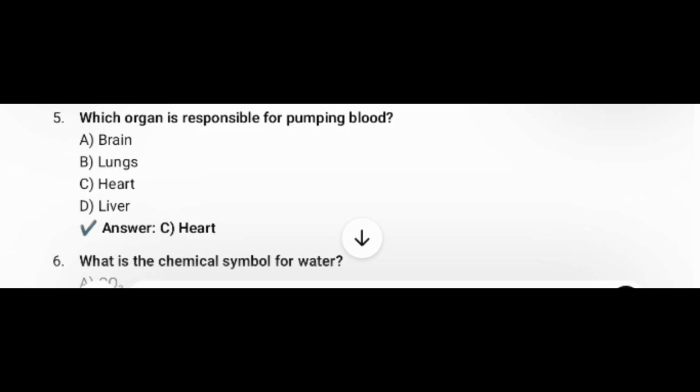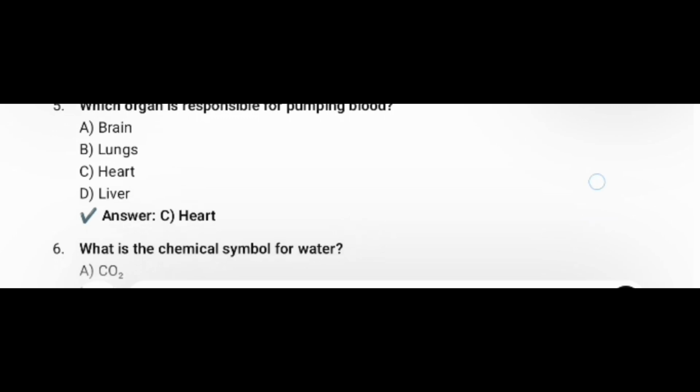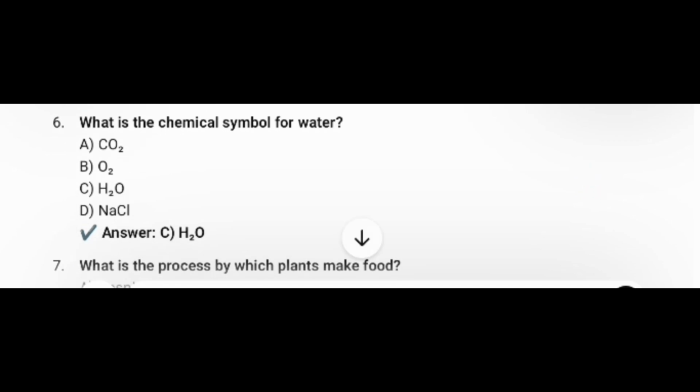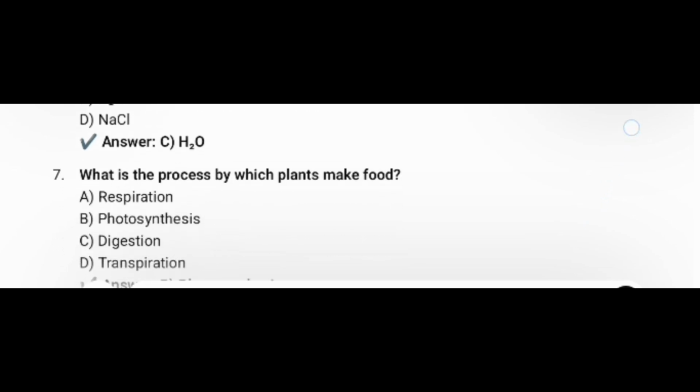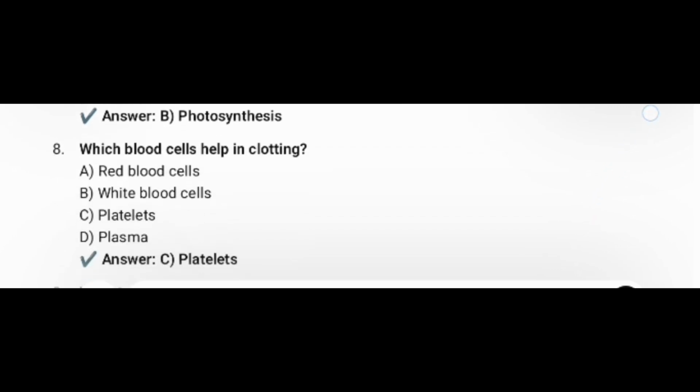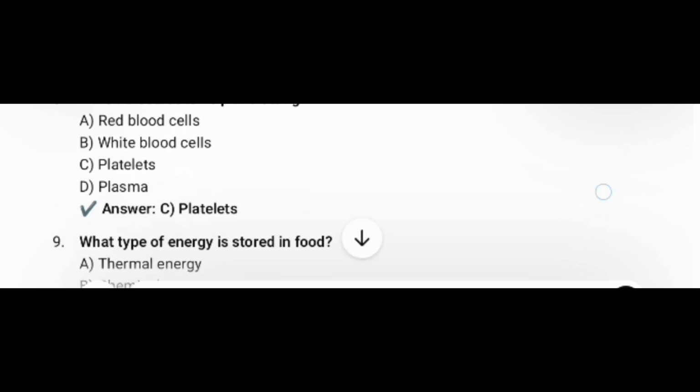Next, what is the chemical symbol for water? Correct option is option C, H2O. What is the process by which plants make food? Correct option B, photosynthesis. Next, which blood cell helps in clotting? Correct option is option C, platelets.